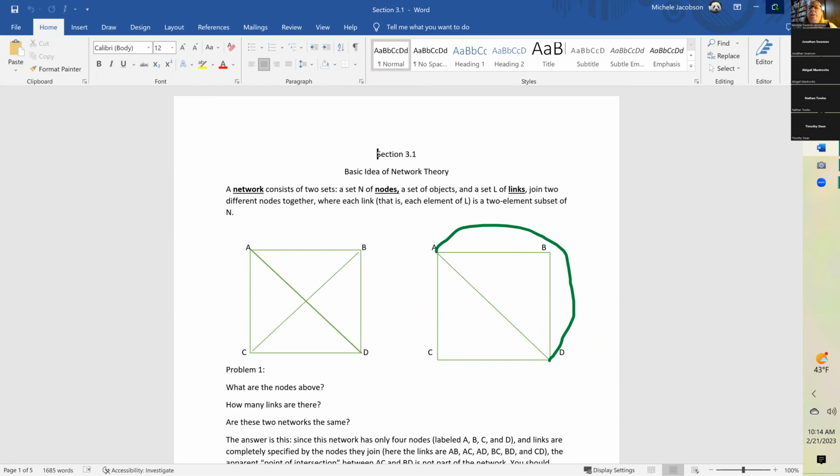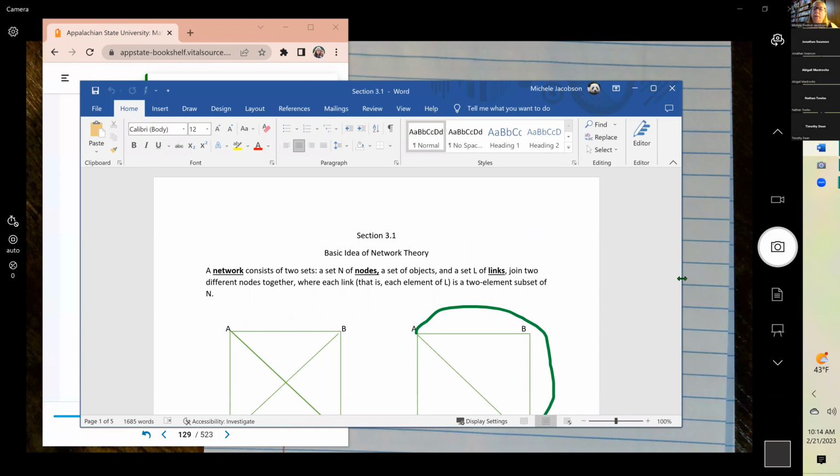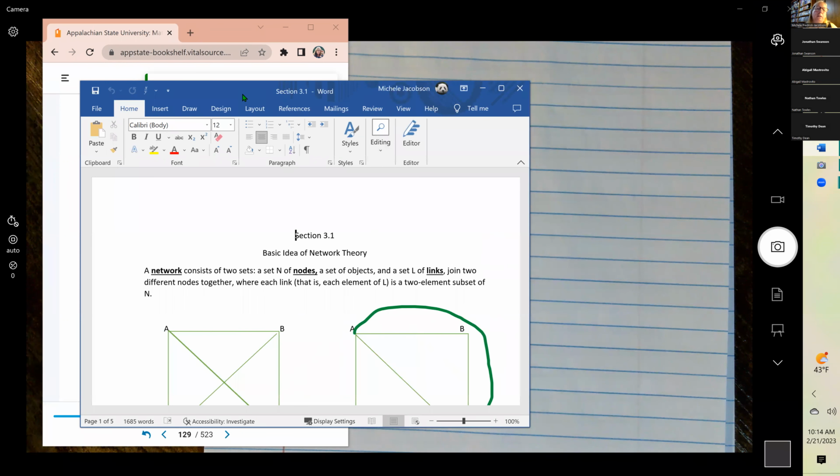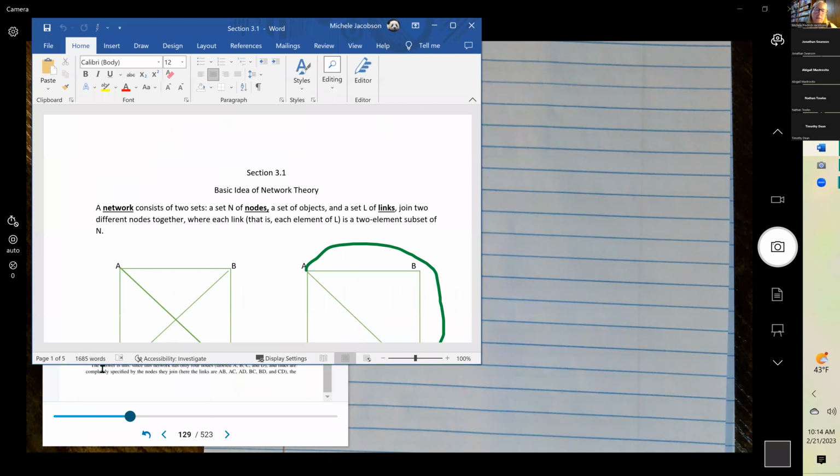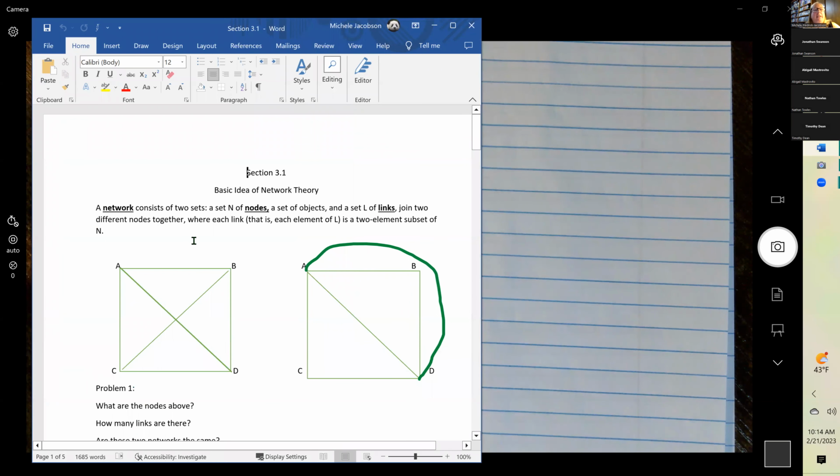So 3.1 is about networking. A network consists of 2 sets, a set N of nodes, and the nodes would be the letters right at the intersection. So A, B, C, D. Most of the time you'll see circles there, like a colored in dot, but they're where your intersections are. So that would be the node.